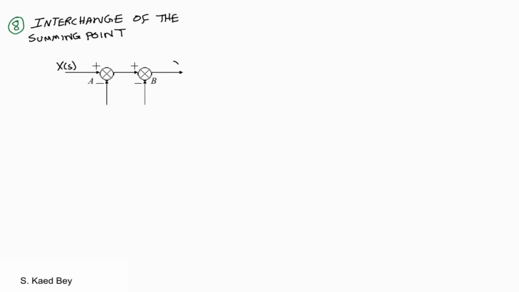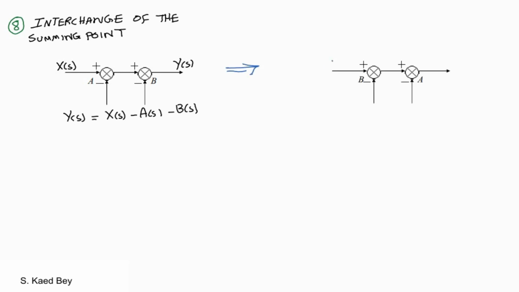The eighth intermediate transformation is the interchange of the summing points. Consider a combination of two summing points directly connected with each other, as shown here. We can use the associative property and can interchange these directly connected summing points without altering the output.